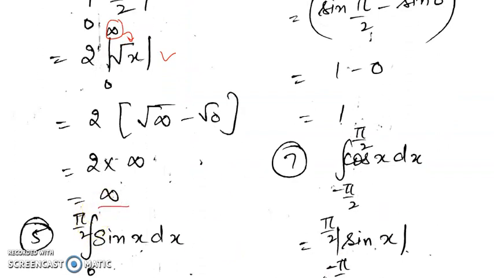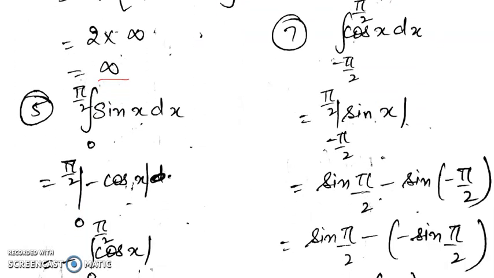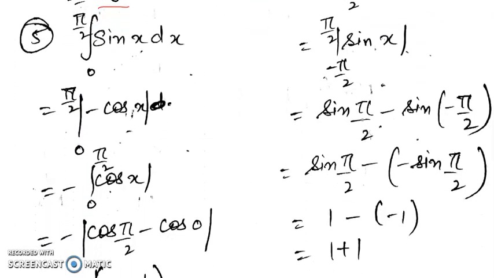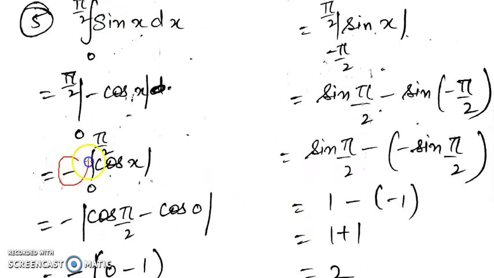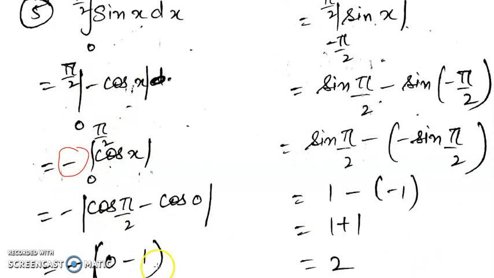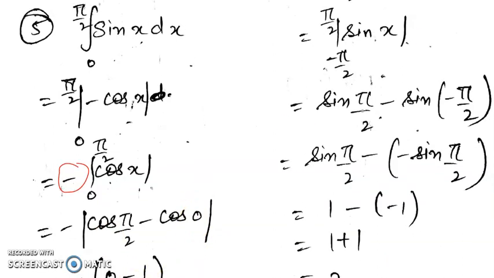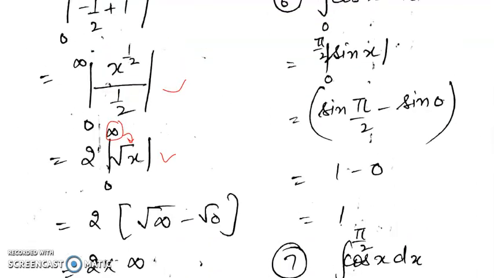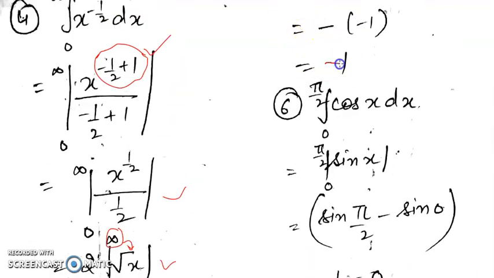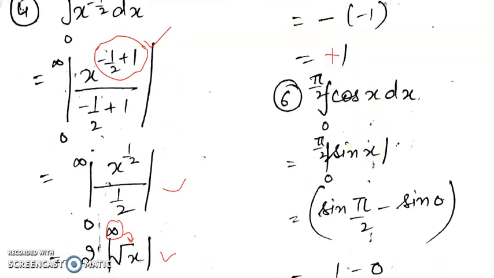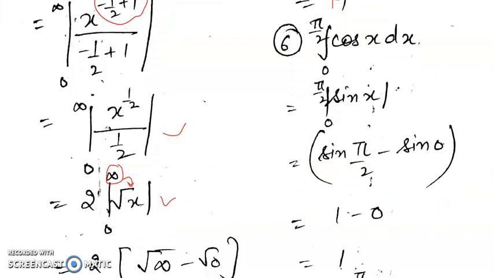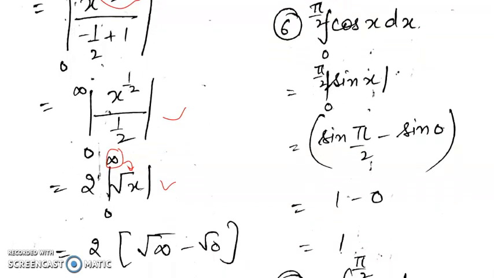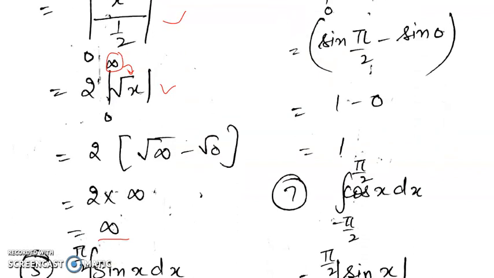Next is the integral of sin x dx. The integral of sin x is minus cos x, as we know from the formula. The minus sign would be taken out of the integral. When we put the limits, it will be cos pi by 2 minus cos 0. Cos 90 is 0 and cos 0 is 1. So the final answer for this part would be plus 1. In the same way, this question would be done. The integral of cos x is sin x. So it will be sin 90 minus sin 0. Sin 90 is 1, 1 minus 0, it will be 1.